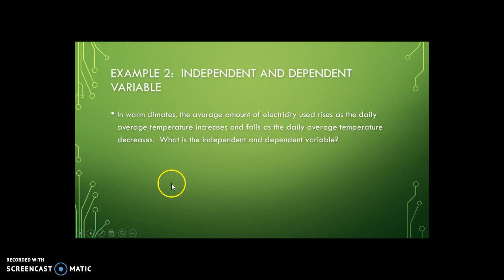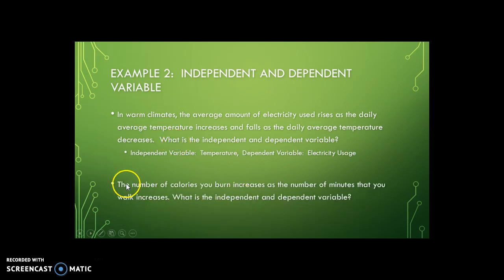So as we see the daily temperature rise, we know that the amount of electricity is also rising, right? And then as the daily temperature falls, we know that the average electricity use is falling as well. So the outside temperature is causing the electricity use to rise or fall. So the independent variable is the temperature, and the dependent variable is the electricity usage. Okay, so the amount of electricity we use depends on the temperature outside. This is probably something to do with air conditioning or something like that.